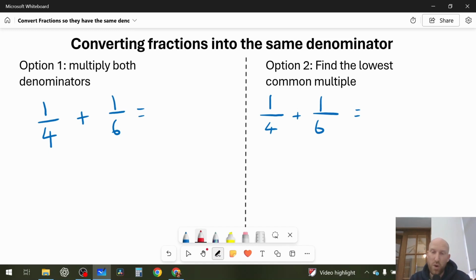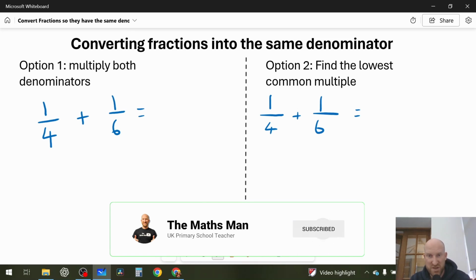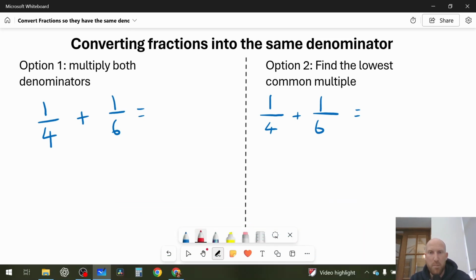Okay, so option one is the simpler way of doing it, I think, and option two is a little more skilled. But anyway, we're going to be doing the same question, which is 1/4 add 1/6. On one side I'm going to be showing you how to do it using method one, and on the other side I'm going to be showing you how to do it using method two. So here we have 1/4 add 1/6.